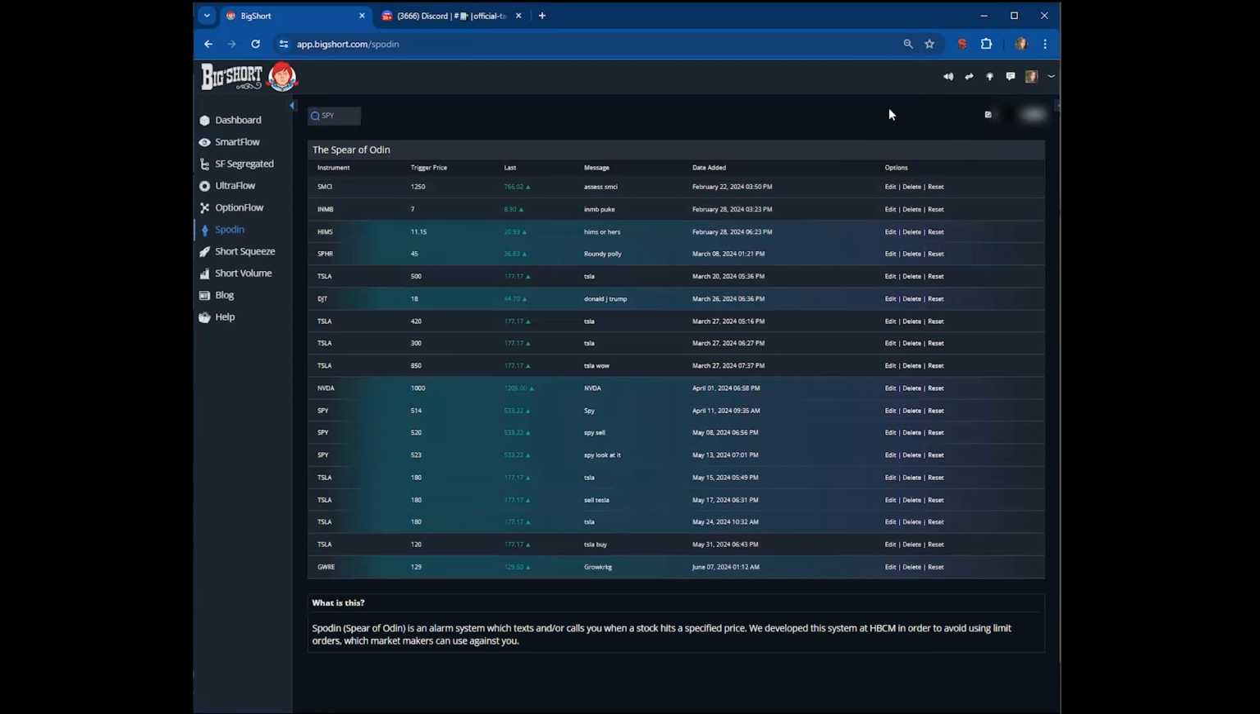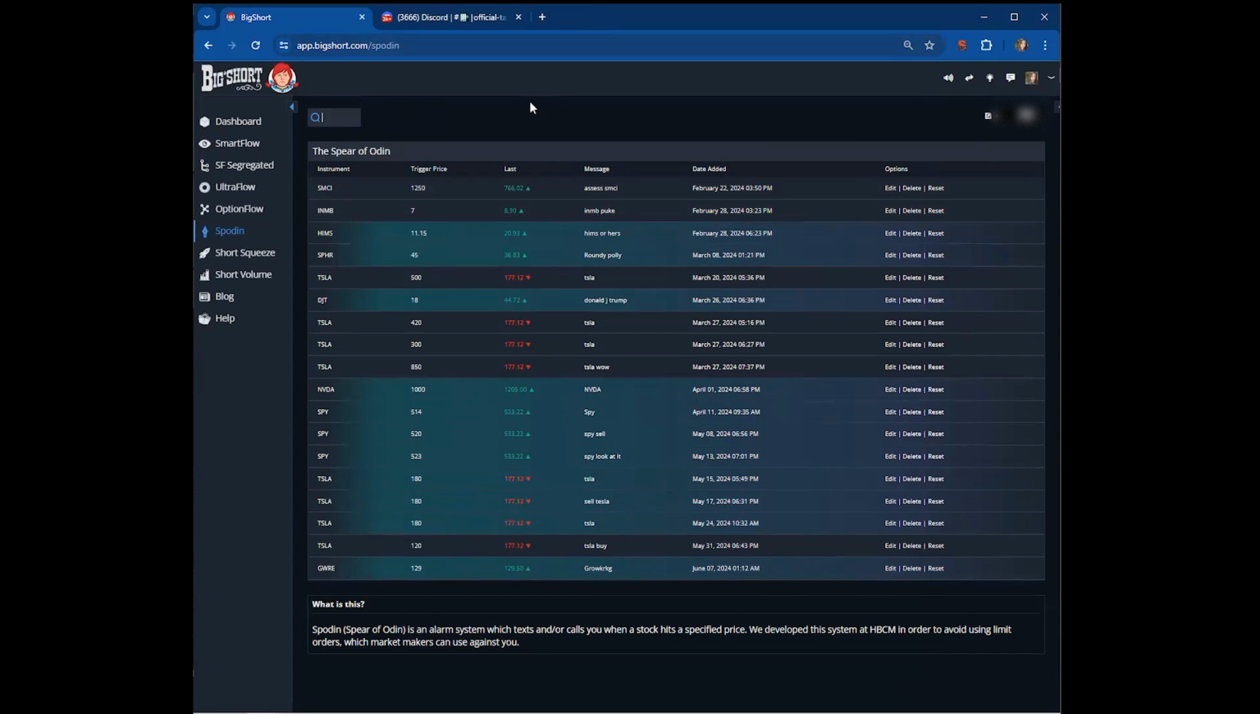Next, we have Spodin. Spodin is our internal alert system that's a closed system. We highly recommend never having a limit order or an open stop loss order on your account. It just gives market makers more clarity into your positioning and your plans through payment for order flow. So if you have a price target, we recommend you just set a Spodin.